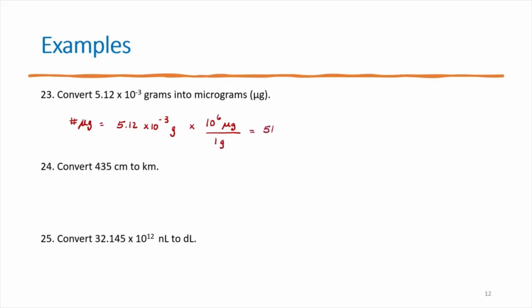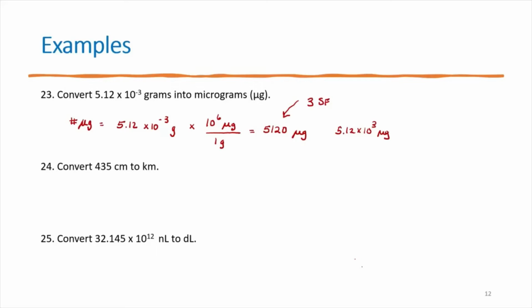This gives me 5120 micrograms. Or you can write this as 5.12 times 10 to the third micrograms. Do not leave the 0 here if you put it in scientific notation. The way I have this written, this has 3 sig figs. If I had written 5120 with a decimal at the end, that has 4 sig figs. Our final answer needs 3 sig figs.